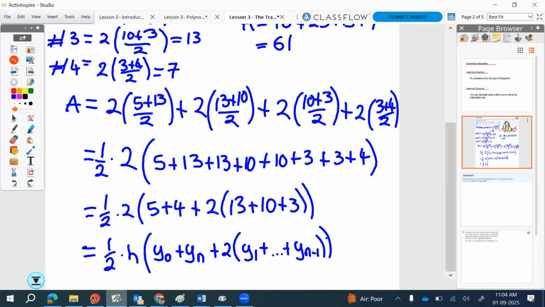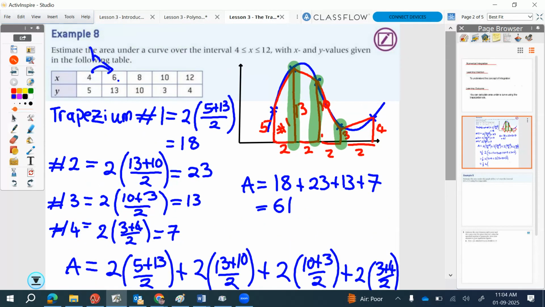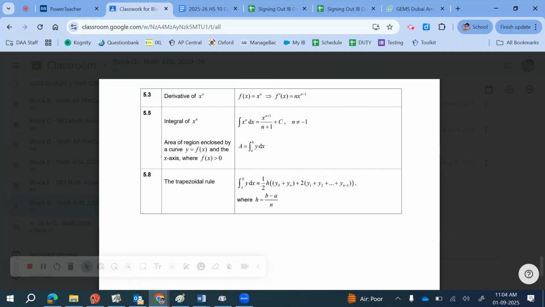So for instance in this question here, it's quite easy to see h is going to be equal to 2. But if we're given a function and we're given an interval, and then we're told how many steps to make, we have to calculate h ourselves. And those are the hardest questions. We have to use this formula here.